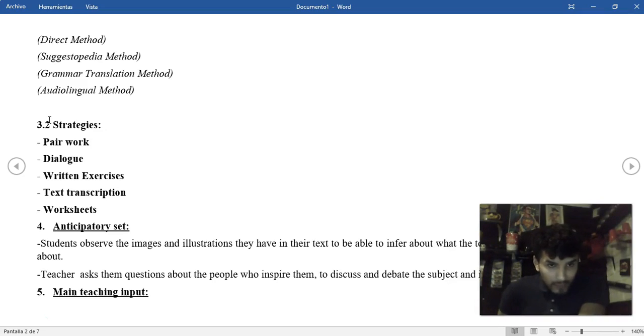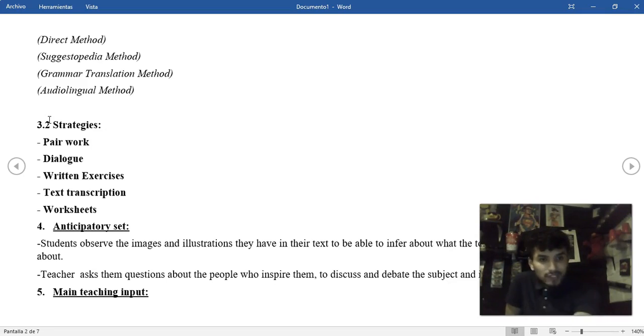the anticipatory set. The students observe the images and illustrations they have there in their text to be able to infer what the topic to be developed in class is. They have to see the images to infer what the topic of the class is.